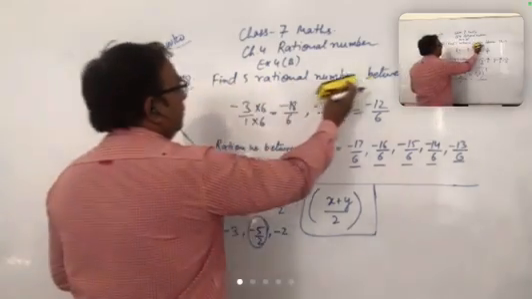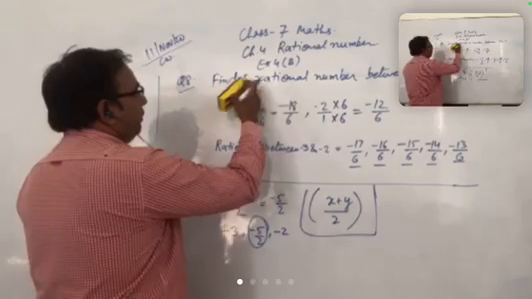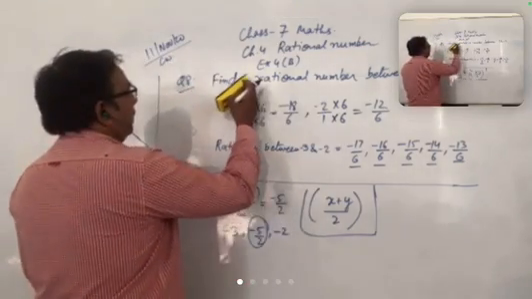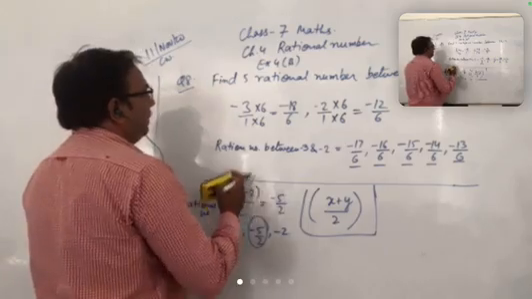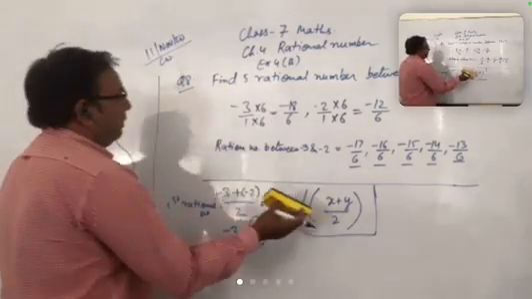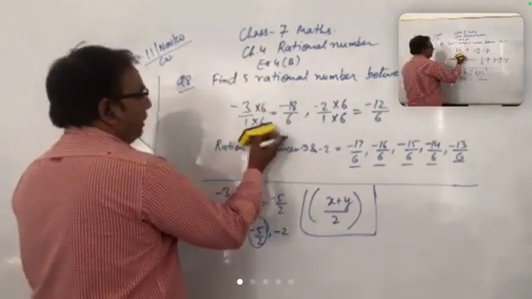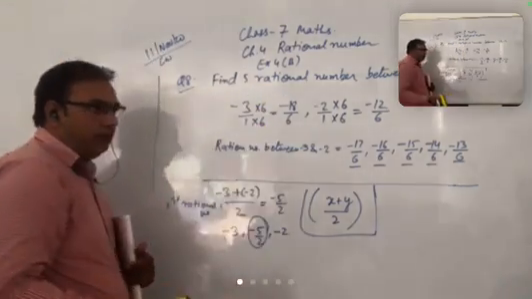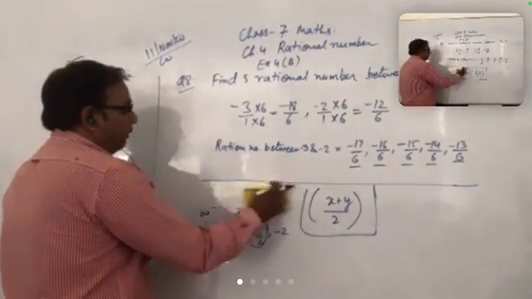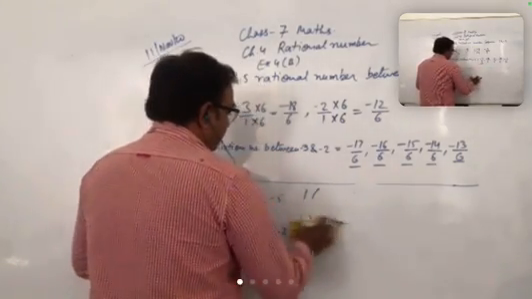Find 5 rational numbers between -3 and -2. If you want five rational numbers, you multiply by the next number. If you want 5, you multiply with 6. If it is 10, you multiply with 11. If you want 20, you multiply with 21. You have to multiply with the next number. Is that clear?